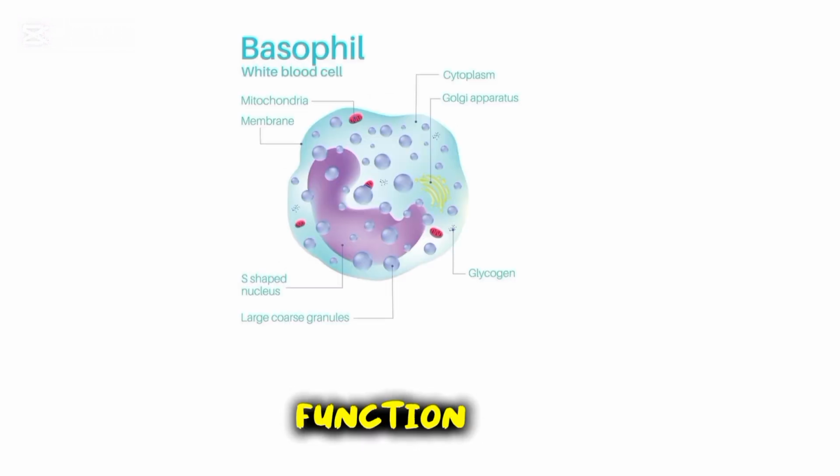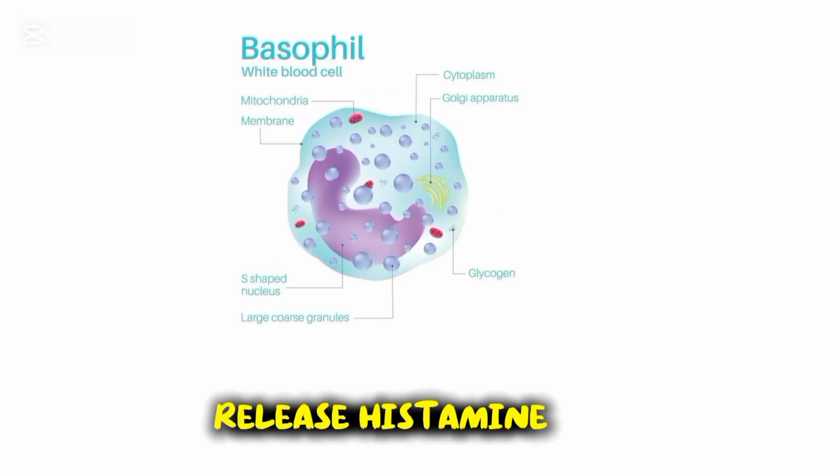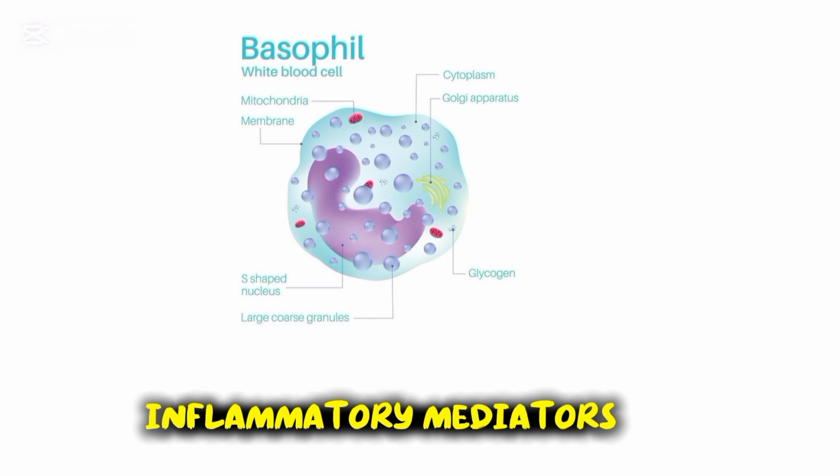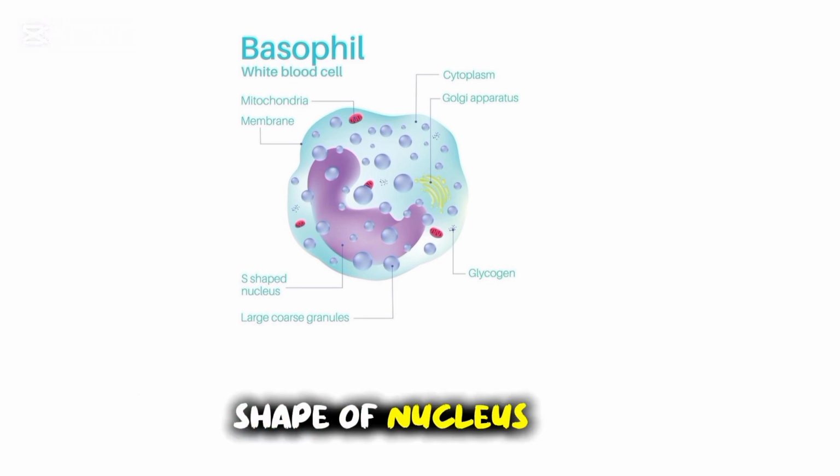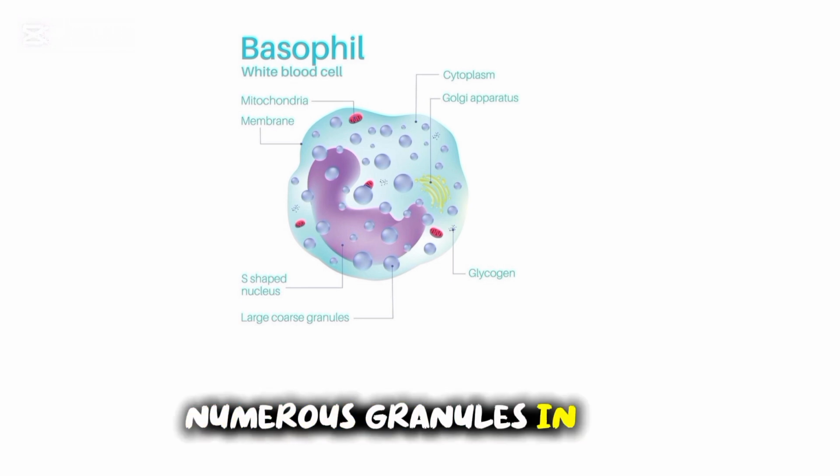Basophils. Function: release histamine and other inflammatory mediators during allergic reactions. Shape of nucleus: bilobed nucleus, often obscured by numerous granules in the cytoplasm.